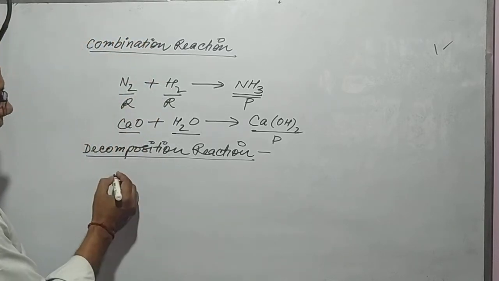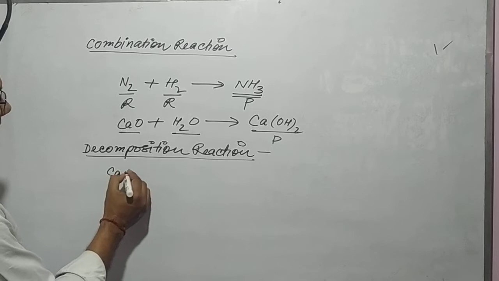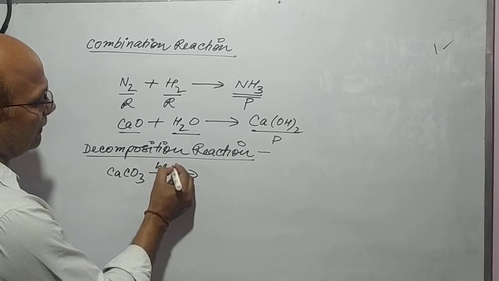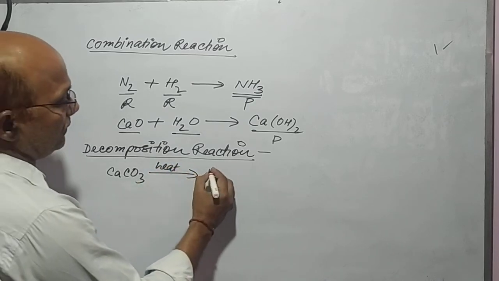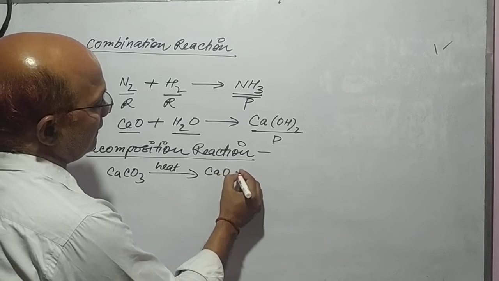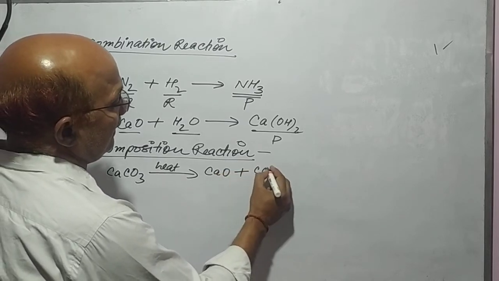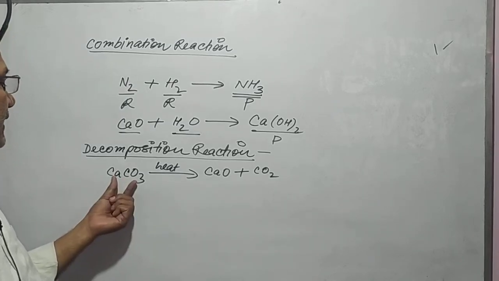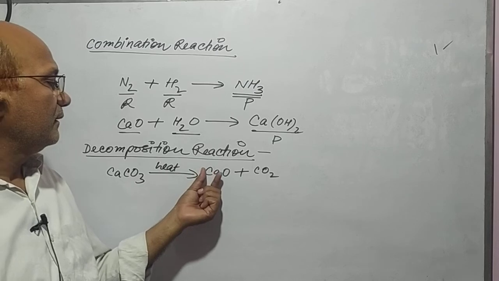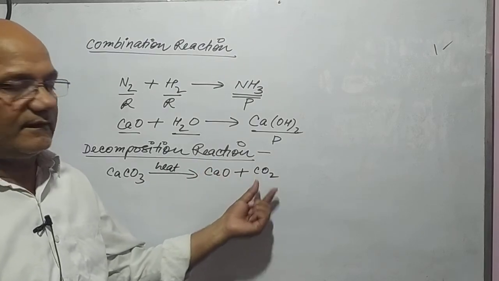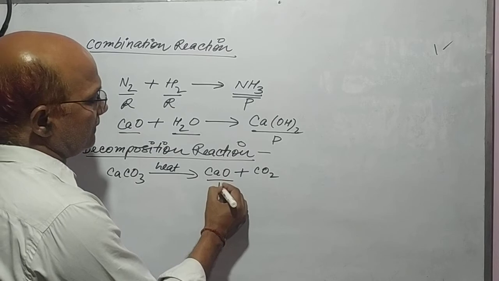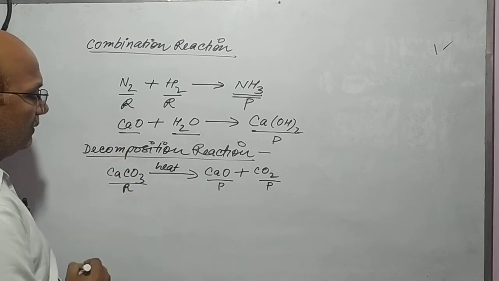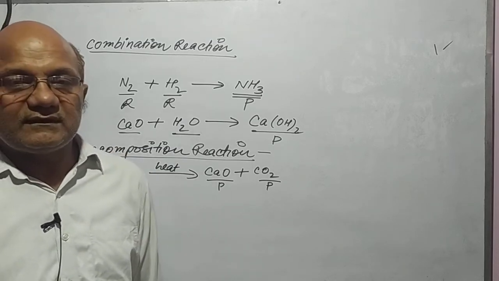Okay. For example, when calcium carbonate is heated, it breaks into calcium oxide and carbon dioxide. So you can see in this reaction there is a single substance and it breaks into two substances. So there are two products but there is a single reactant. Okay. We can take one more example.